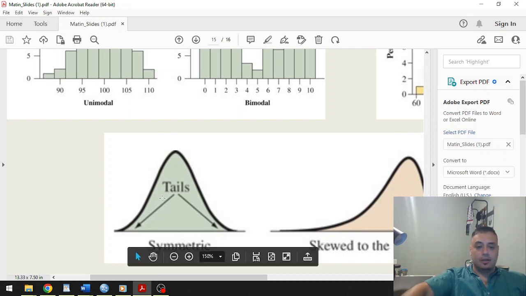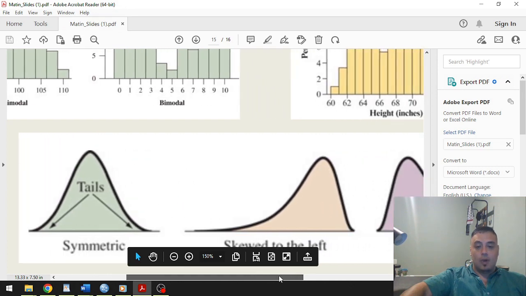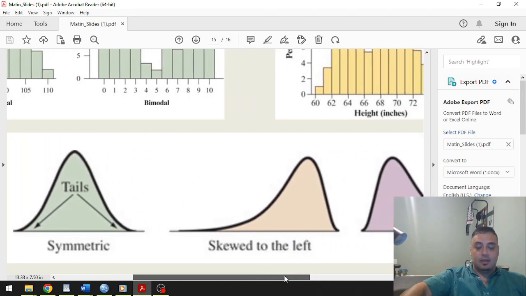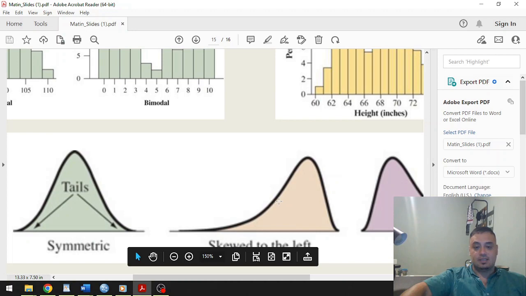So symmetric distribution. Again, when you plot your distribution and you see a shape like this in a histogram, then you're looking at a symmetric distribution. While on the other hand, as I just explained, this is an asymmetric distribution. That's a shape skewed to the left, meaning it has a long left tail.